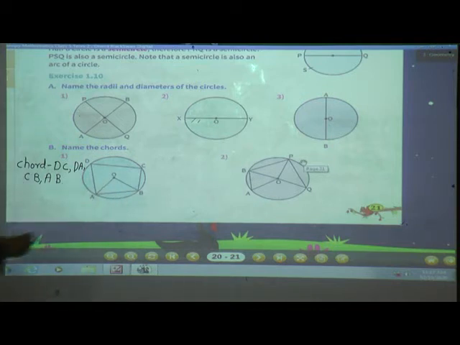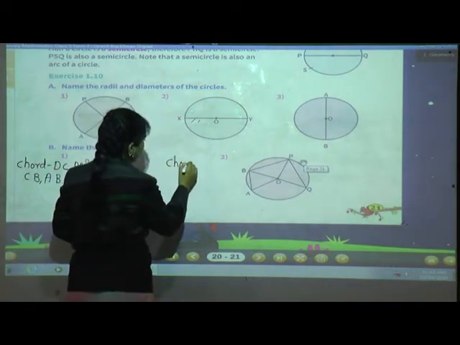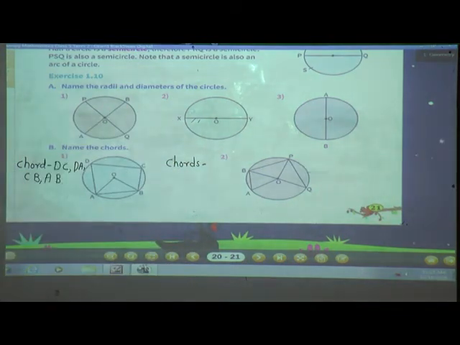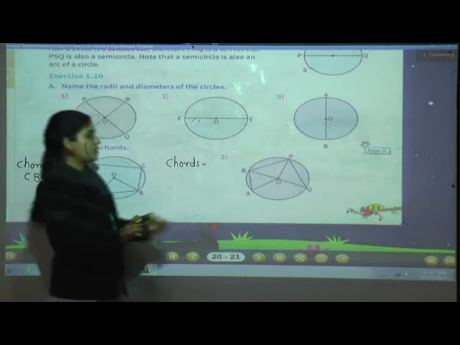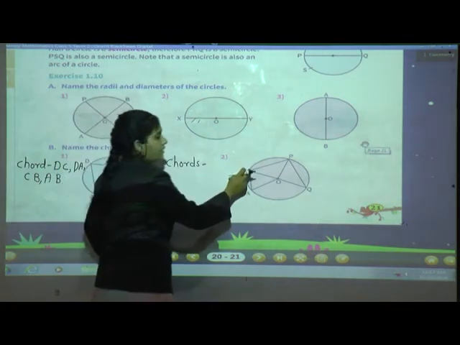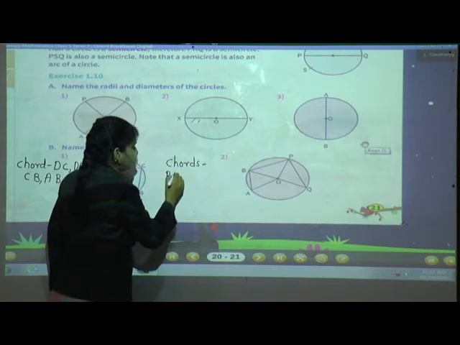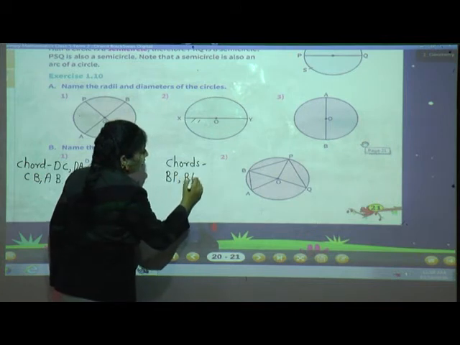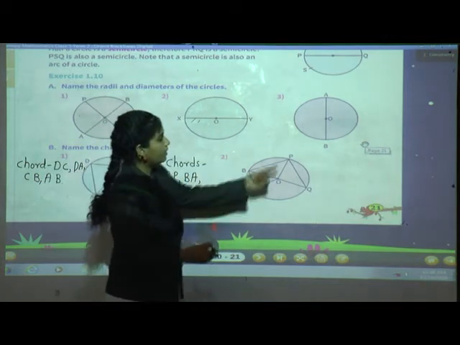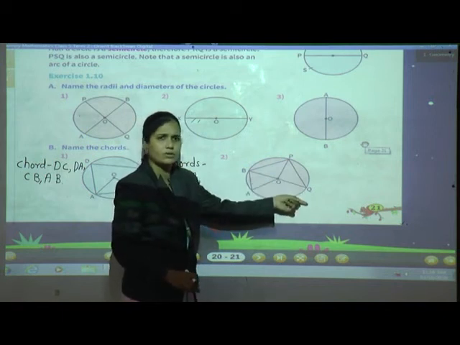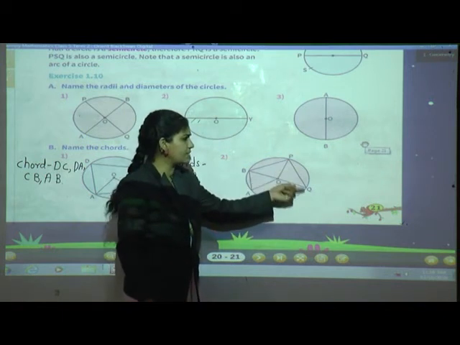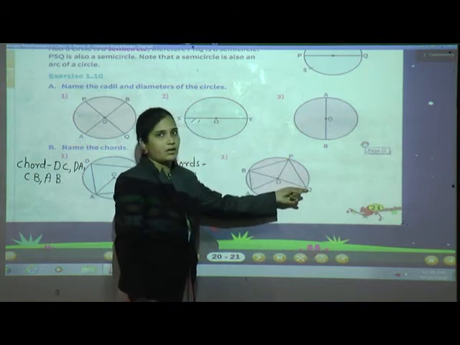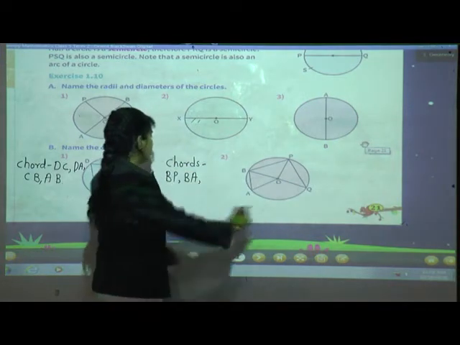Now second one, chords. Now here students, chords, yeah, BP, chord BP. Here BA, chord BA. PQ, is it a chord? No? Yes, it is a chord because the end points are on the circle. So that's why it is a chord.